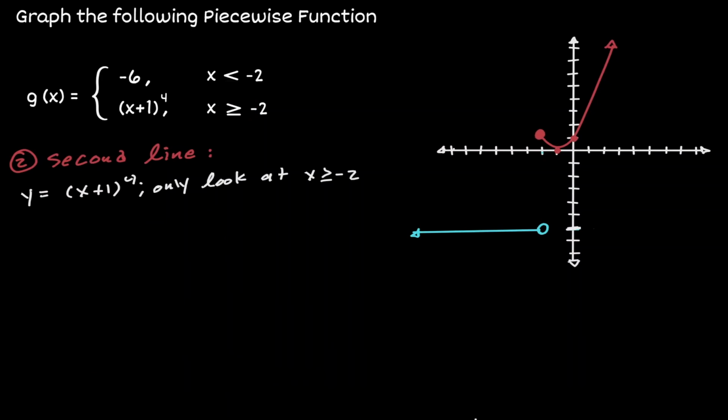So we have successfully graphed the piecewise function of g of x, which is made out of the blue section here at the bottom and the red section here on top.